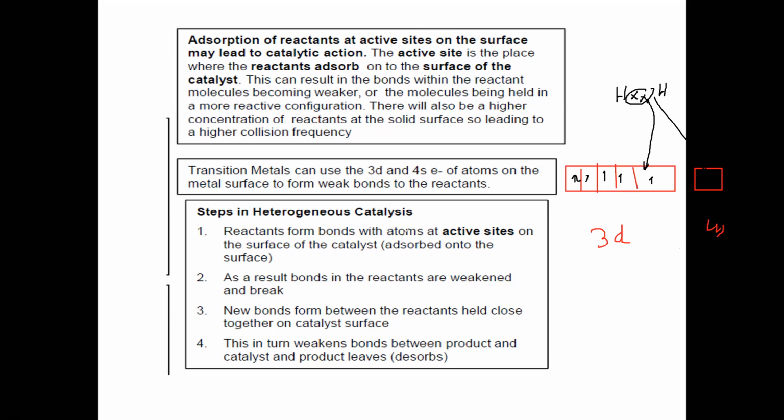So first the reactant forms a bond with atoms at an active site. First the reactants are attracted to the active site, and they will form a bond. As a result, the bonds in the reactant are weakened and break. So the bond becomes weaker and it can break, so it can react and form a product. And the new bonds form between the reactants held closer together on the surface of the catalyst.